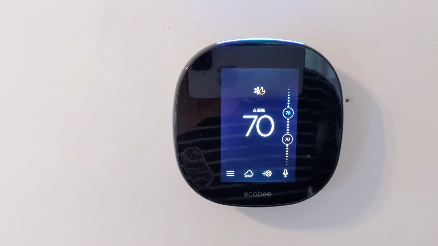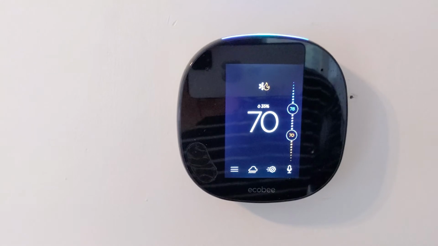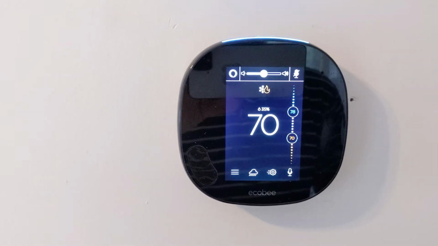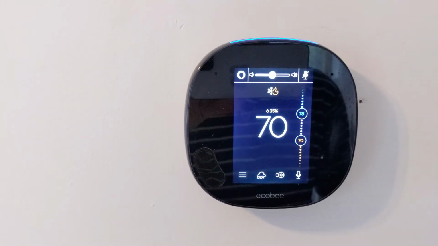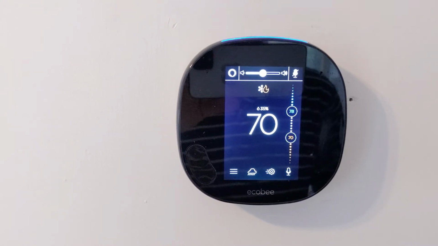Alexa, tell Ecobee to set the downstairs temperature to 65 degrees. Okay, setting your upstairs auto mode heat to 63 and cool to 68 until your next activity.